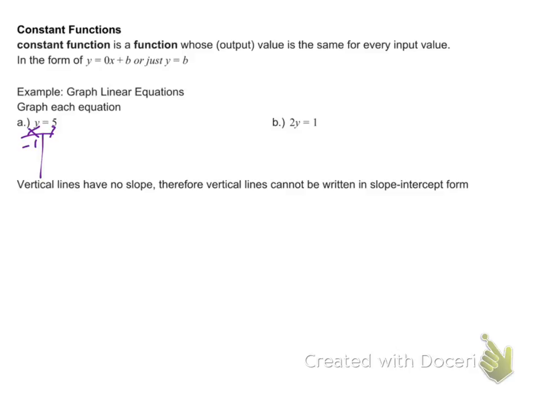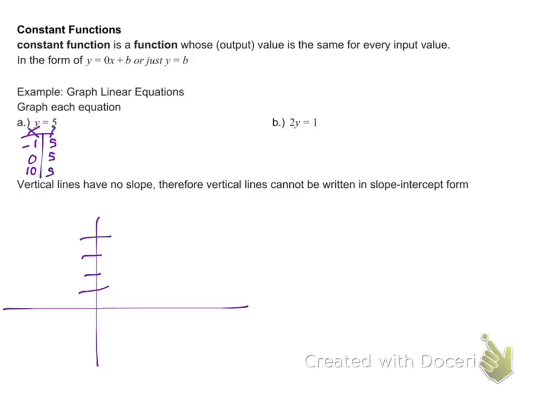Y equals 5. If I put negative 1 in, what comes out? What's y? It says equals 5. If I put in 0, the y value is equal to 5. If I put 10 in, I get 5 out. Guys, go to make this graph.